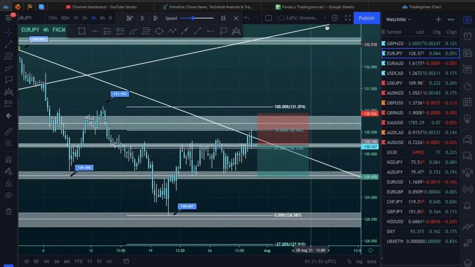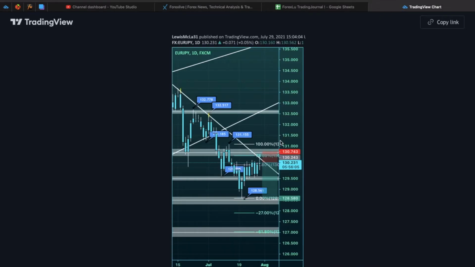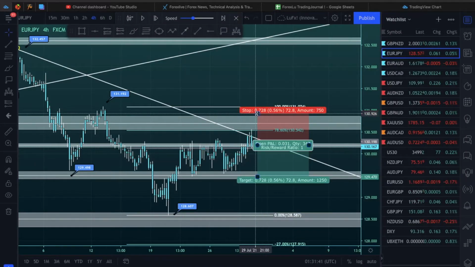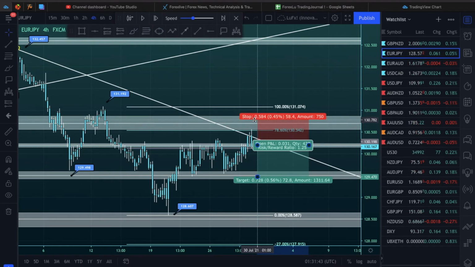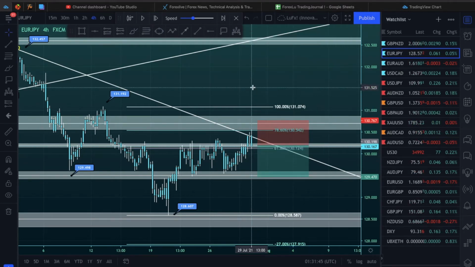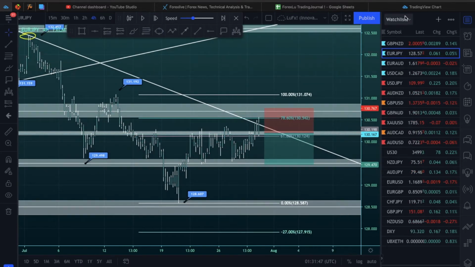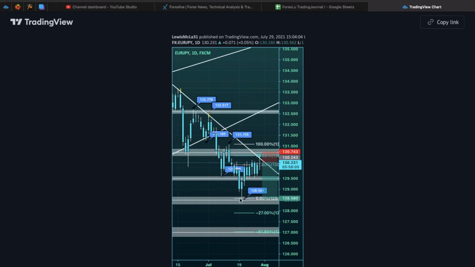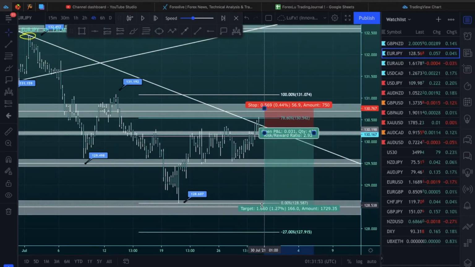Stop loss was 130, or just right over this 78.6, right? And right over this key level. So we're going to move that right above the 78.6, right above this little key level. So this is our stop loss, and our take profit was this 128.580 level, right? So just this key level that was the daily key level. So look at our risk to reward. It's a 1 to 3, right?